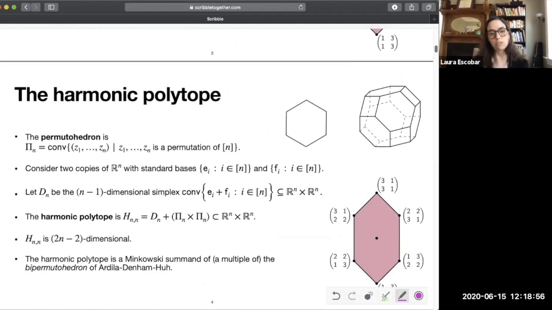That follows from the fact that if you look at the normal fan of this polytope that we have over here, it agrees with the fan that Federico had in the previous talk, but for higher dimensions, the normal fan of the harmonic polytope can be refined to make it the bipermutahedral fan that Federico defined.